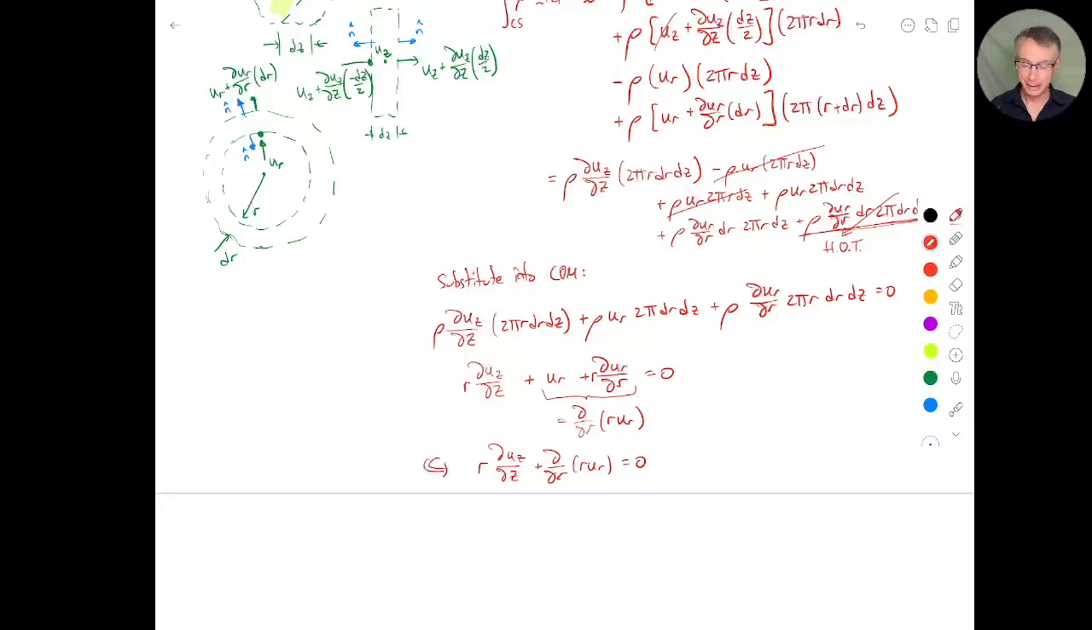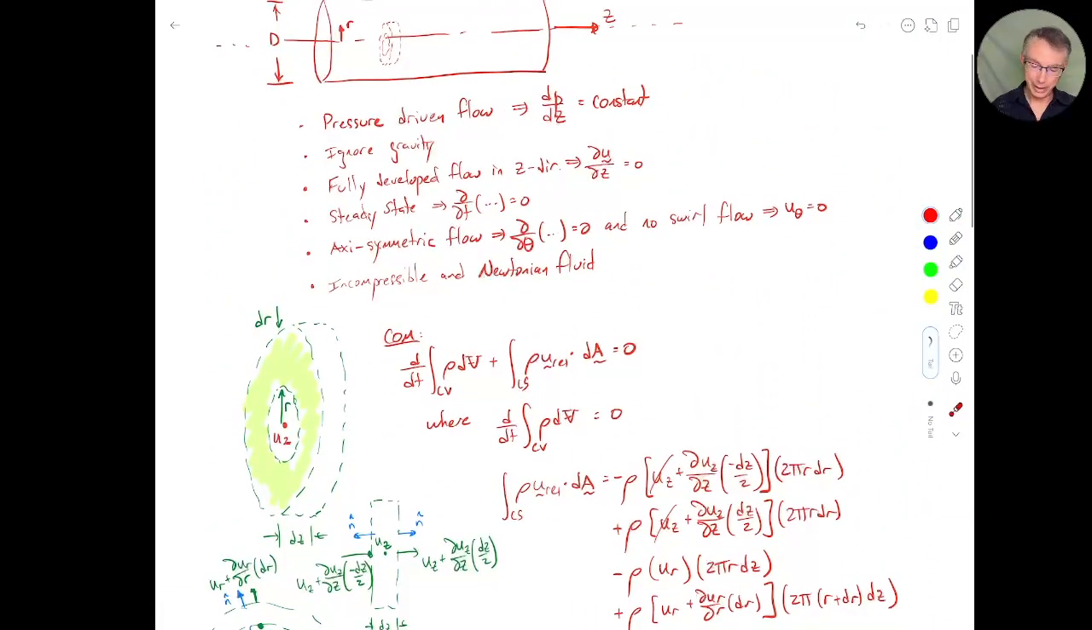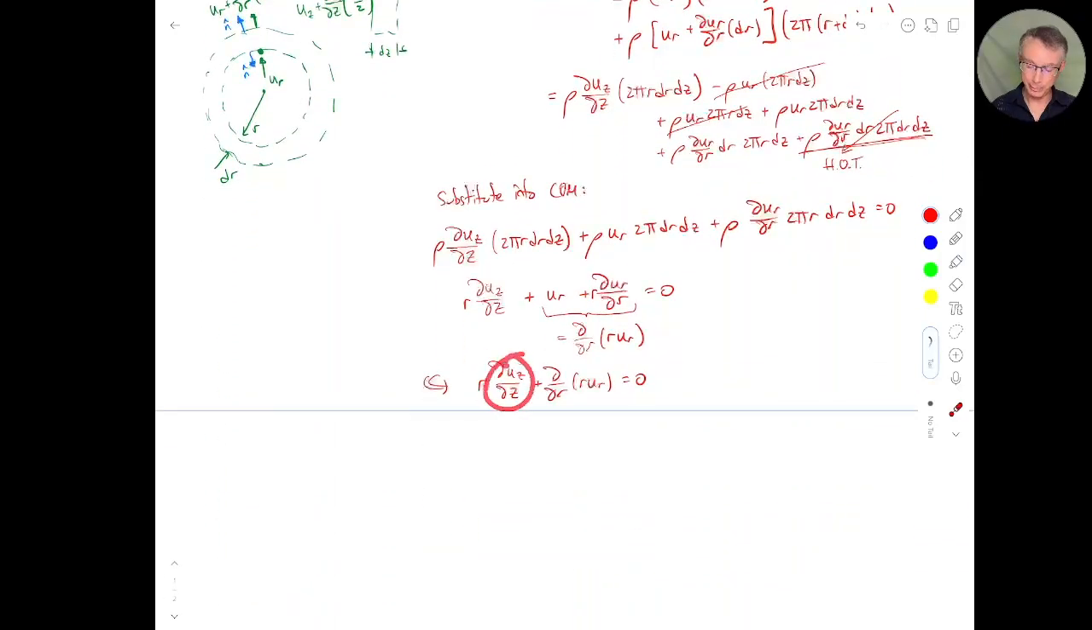Okay. Now at this point I'm going to use one of my assumptions that I expressed earlier on. So let me go all the way back up here, and you'll see that I said that I had a fully developed flow in the z direction. That means that the velocity profile does not change as I move in the z direction. So what that means down here is this term I can set to 0, because it's fully developed in the z direction. Right? So I just carried it through, but it eventually was 0. So now I'm left with just d/dr of r times u_r is equal to 0.